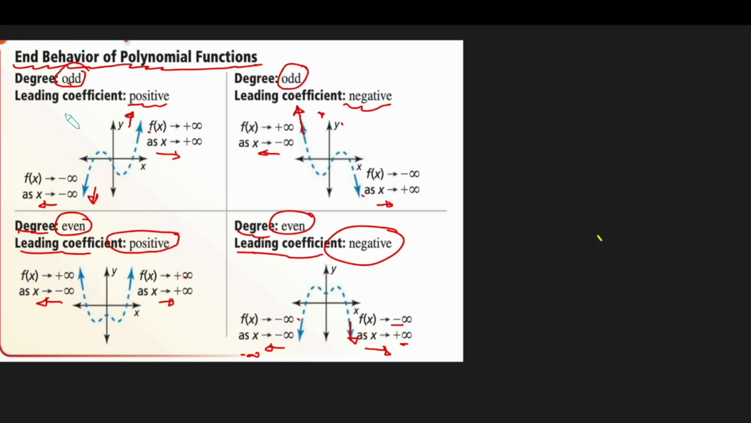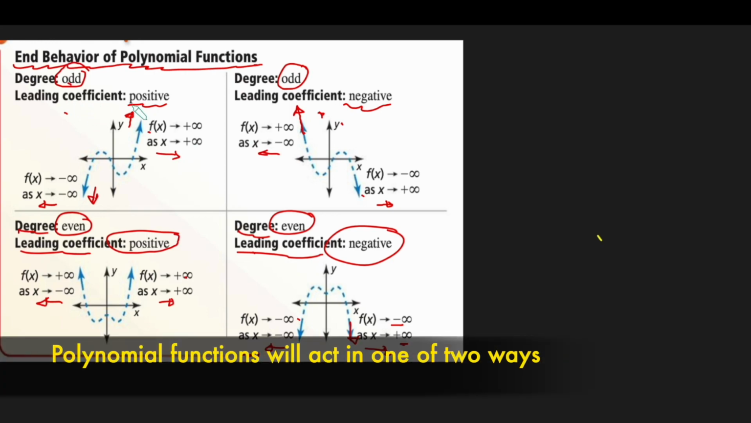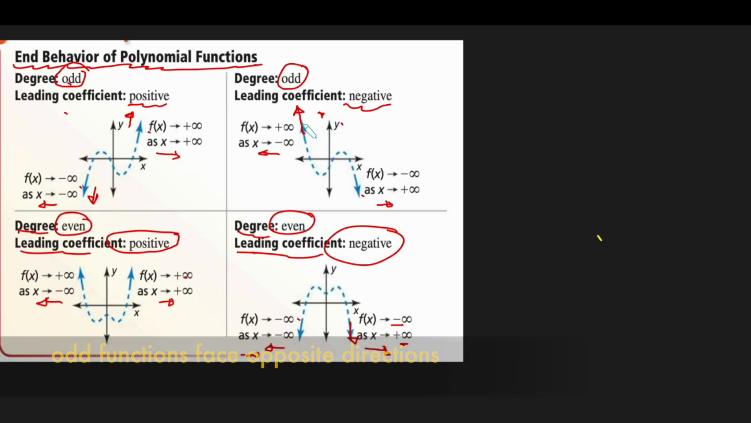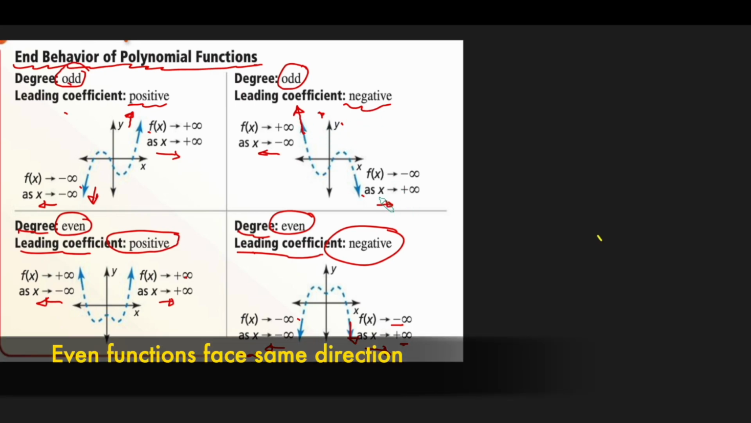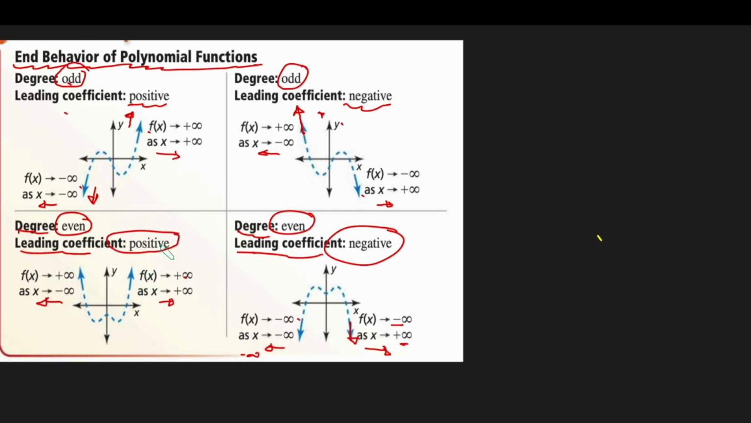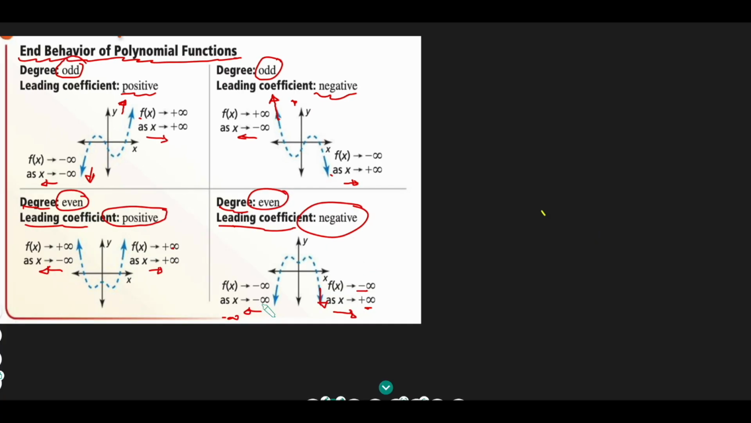So in conclusion, polynomial functions will act two ways. If they are odd, one side will face up, the other side will face down. If they are even, then both sides will face the same direction. If the leading coefficient is positive, both sides will face up. If the leading coefficient is negative, then both sides will face down.